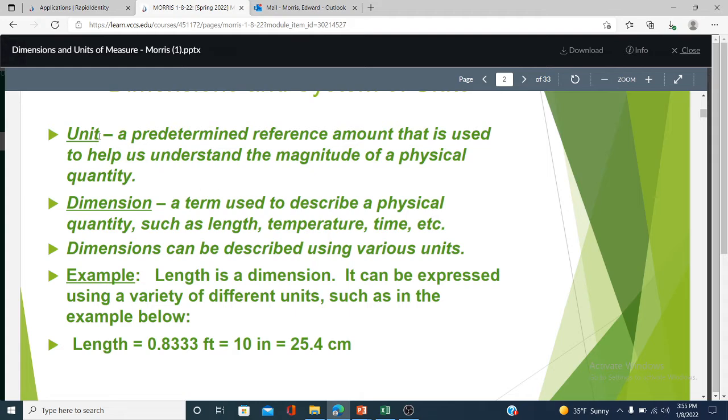A unit of measure is a predetermined reference amount that is used to help us understand the magnitude of a physical quantity. Magnitude means size, okay? Dimension is a term used to describe a physical quantity, such as length, temperature, time, etc. Dimensions can be described using various units, right? You can use inches and meters, millimeters, and so forth. So length is a dimension, and a dimension could be 0.833 feet, or it could be 10 inches, or 25.4 centimeters. And by the way, all of these are equal, right?